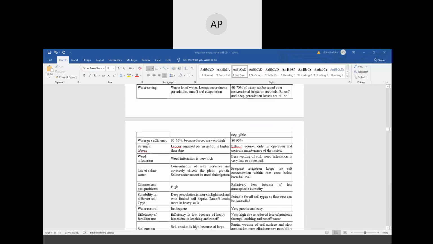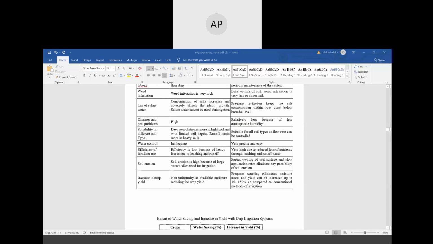In case of water efficiency, here we can have more water efficiency in drip irrigation. Saving in labor: labor engaged per irrigation is higher in conventional irrigation than drip irrigation, but in drip irrigation, we require less labor. Soil erosion is high in conventional methods because of large stream sizes used for irrigation. Here, in drip irrigation, there is partial wetting of the soil surface. That means the soil surface is not totally wetted, not totally flooded. In drip irrigation, water is applied slowly.